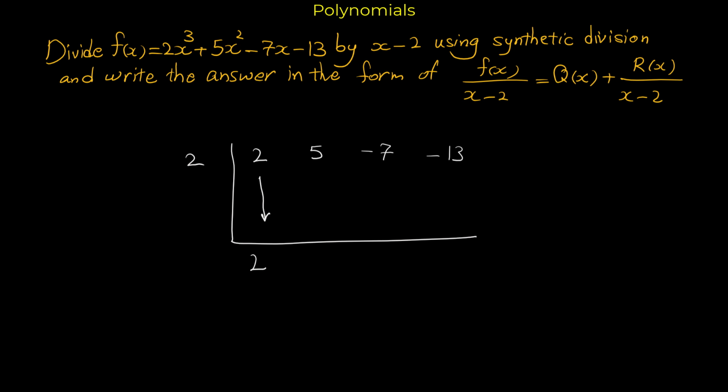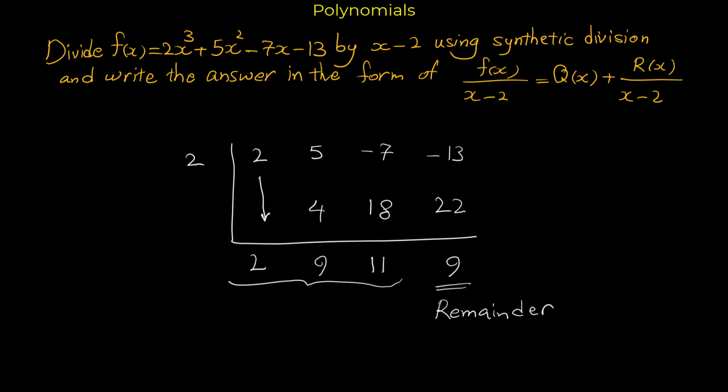Then multiply this number, which you drop, by the number that you got from the divisor. 2 times 2, 4. Add 5 to 4, 9. Multiply 9 by 2 again. So always multiply this by that. 9 times 2, 18. Write the 18 here. Add again this by this. -7 plus 18 would be 11. Multiply 11 by 2. 11 times 2 would be 22. 22 plus -13 would be 9. This last number would be your remainder.